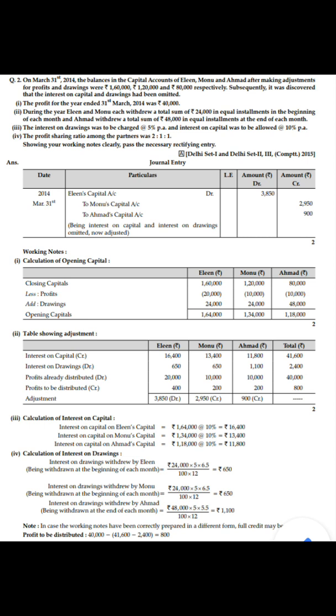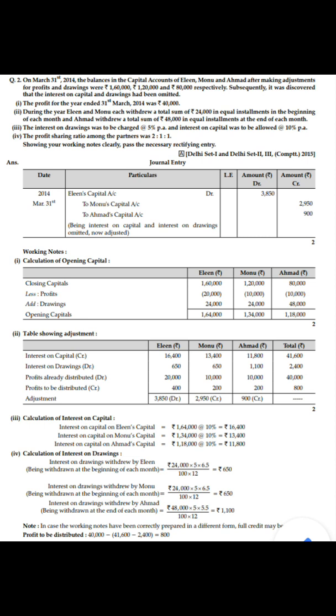By applying the formula, for Aline we have to multiply 24,000 by 5 by 100 as the percentage and 6.5 upon 12 as the average time period. So our answer comes to be 650 rupees. Similarly, for Monu and Ahmed, it comes to be 650 and 1,100 rupees.